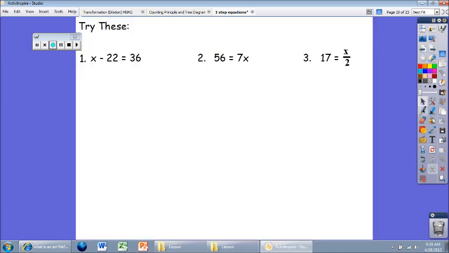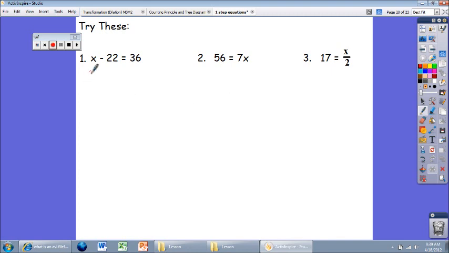Alright. So we practiced with all addition. So now we're going to do some ones with subtraction, ones with division, and ones with multiplication. So go ahead and pause this again and come back when you're ready, and we'll check them and make sure we did it right.